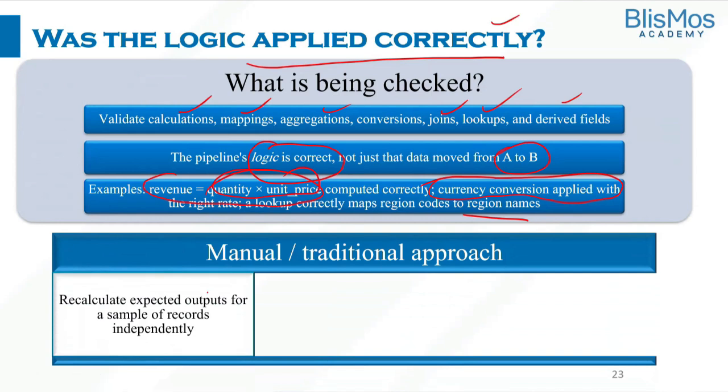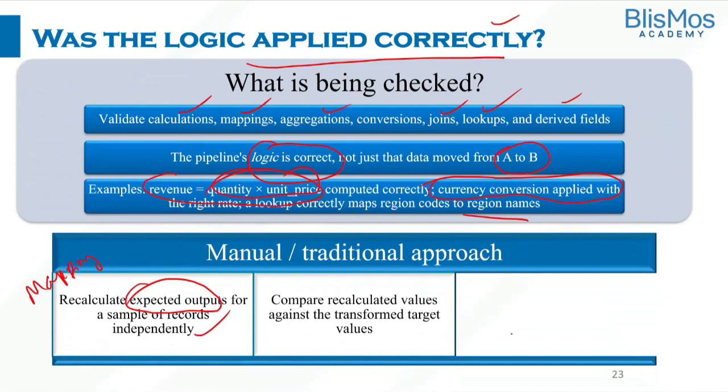First thing is, we will look at the mapping document, and as per the mapping document, recalculate all the expected outputs for a sample of records independently. It can be through SQL, it can be through Python. Then compare that with the values which are already transformed and loaded in the target. If there is any mismatch in these two, we'll report that as a defect.